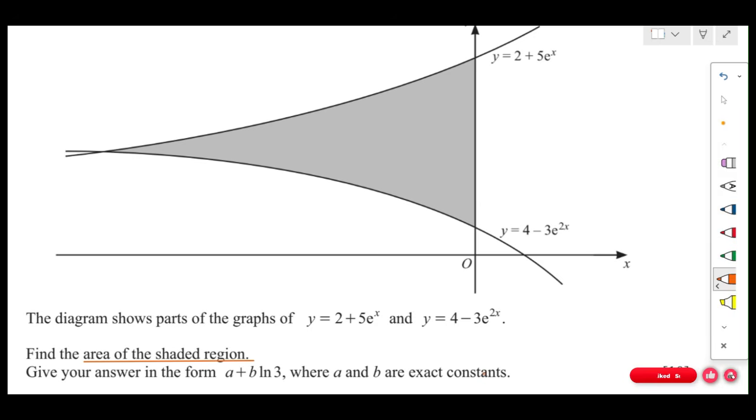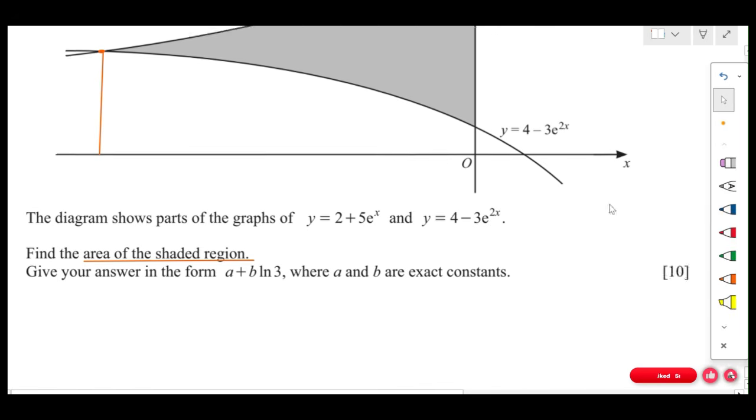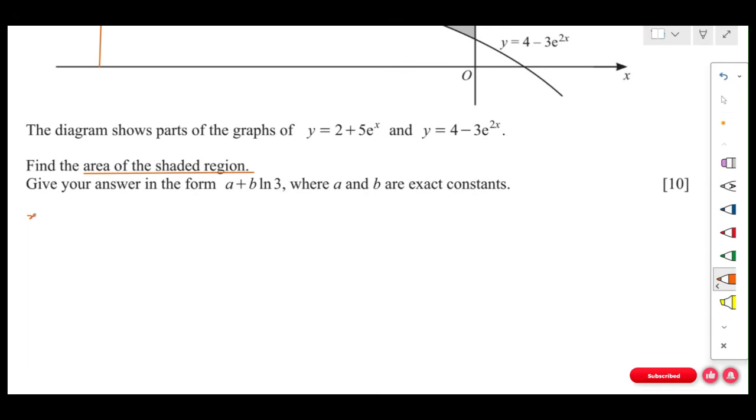All right. First thing, we need to find their point of intersection. What is the x coordinate of the point of intersection where these two functions meet? So first, the x coordinate of the point of intersection of the two curves.